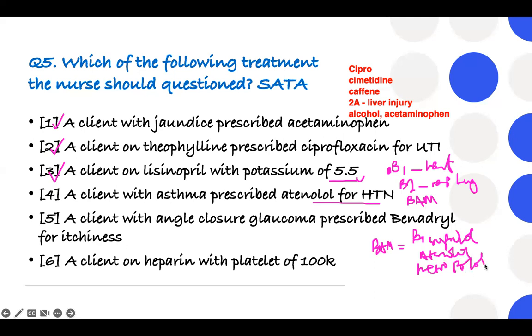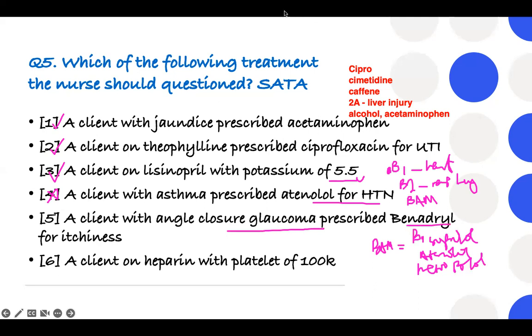So remember these three: bisoprolol, atenolol, and metoprolol. Those ones, an asthma patient can take because they are selective beta blockers. The non-selective ones are Inderal and propranolol. So when you see propranolol as a choice, yes, that is bad, but atenolol, bisoprolol, and metoprolol, no, that is not bad. So this is okay.